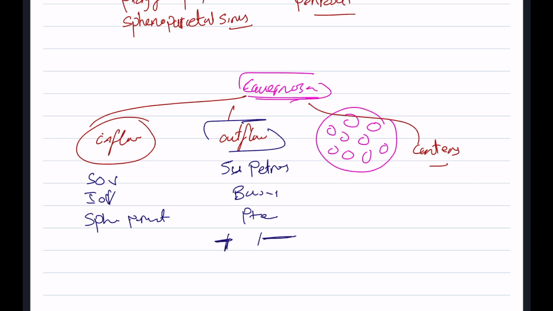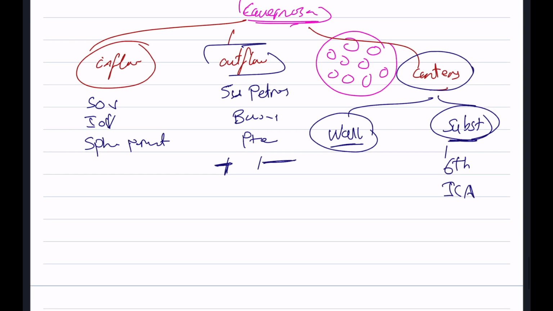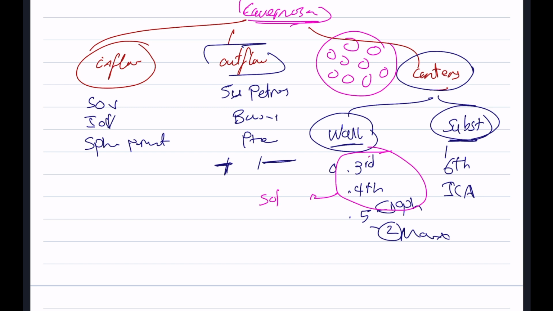The contents should be classified into contents related to the wall and contents related to the substance of the sinus. Inside the substance of the sinus, you have the sixth nerve and the internal carotid artery. And in the wall, you have the oculomotor nerve, which is the third, the trochlear nerve, which is the fourth, and you have 5-1 and 5-2, right? 1 is the ophthalmic and 2 is the maxillary. And as we mentioned earlier, the first three will go through the superior orbital fissure and the maxillary will go through the foramen rotundum.